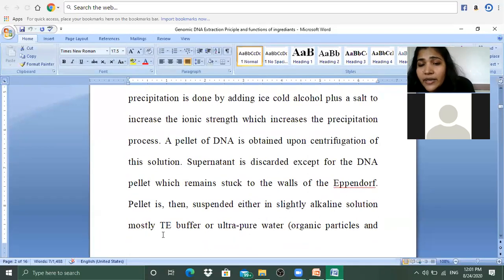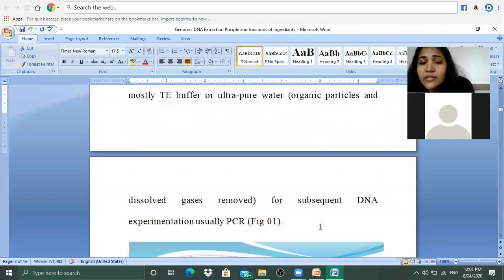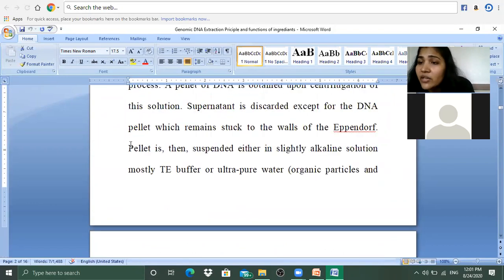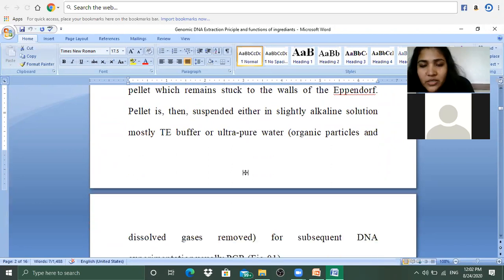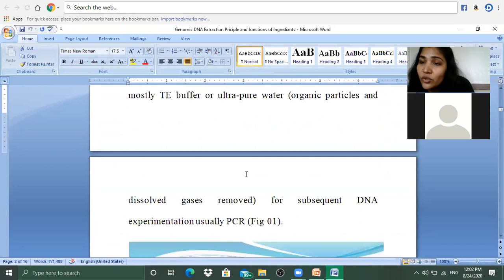The pellet is then suspended either in slightly alkaline solution, mostly TE buffer, or ultra pure water, with dissolved gases removed, for subsequent DNA experiments, usually PCR. So generally we can dissolve the DNA pellet in the TE buffer or ultra pure water or molecular biology grade water, which will be the same as ultra pure water. Okay, so you have DNA solution. This is the basic principle of extraction of the DNA.